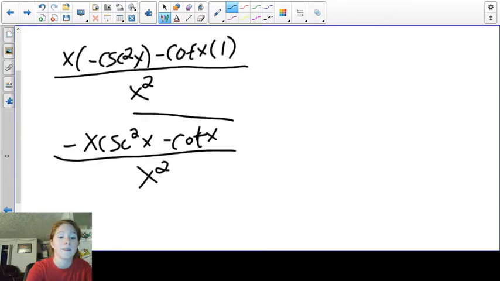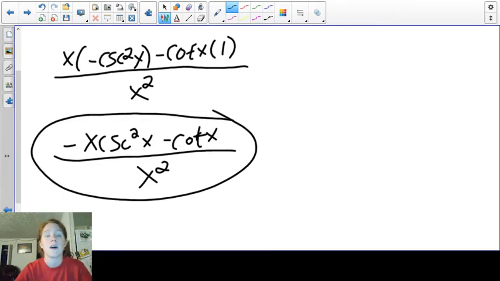No, I can't cancel anything out with those x's. If I wanted to cancel, I would need an x in front of this cotangent somewhere, or some variation of x, so either x to the third or x to the fourth, or just some power, and I don't have one, so I can't cancel anything out here. So that's just my answer.